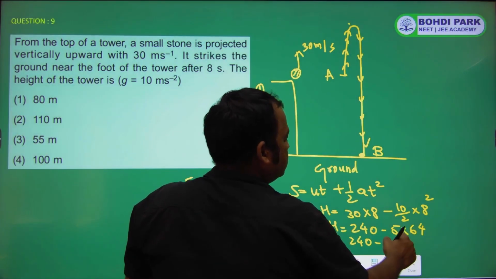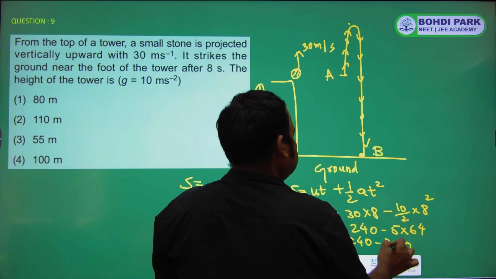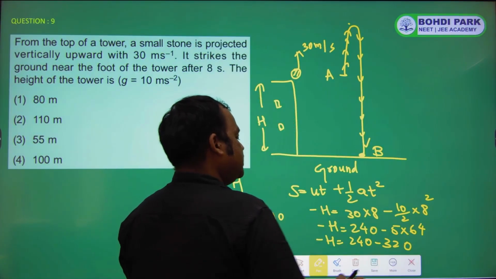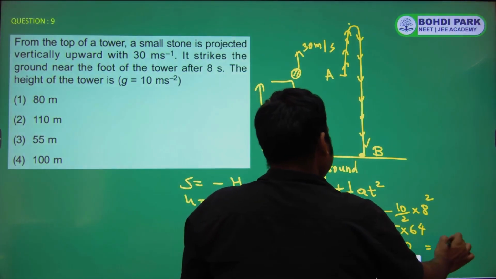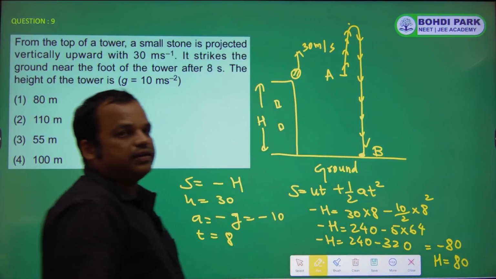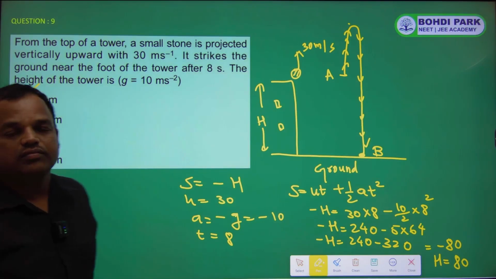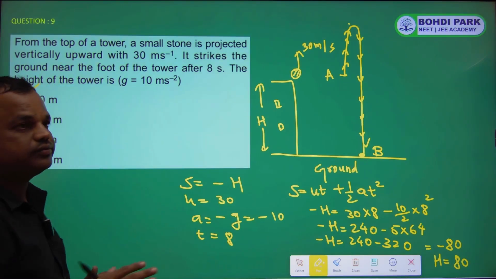That is equal to 240 minus 320. So this is minus 80. So h is equal to 80 meter, the height of the tower. First option. Finished. Now next question.